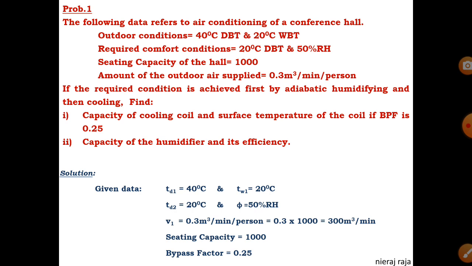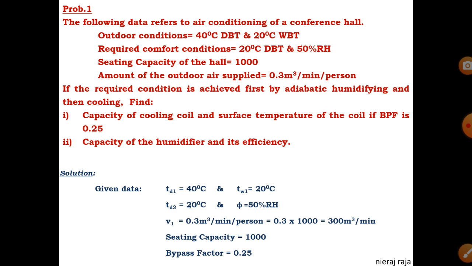Okay, now we have sorted the data. TD1, that is 40 degrees Celsius, with TW1 20 degrees Celsius. This is outdoor condition. Dry bulb temperature and wet bulb temperature is given. For indoor condition, dry bulb temperature is given as 20 degrees Celsius, whereas the relative humidity phi is mentioned as 50%. Volume, that is 0.3 meter cube per minute per person. So for total hall, the total amount of air you are supplying is 300 meter cube per minute. We just have multiplied that with 1000 because the sitting capacity is of 1000 people, and the bypass factor is 0.25. Now whenever you sort out the data in any problem of psychrometry or cooling load estimation, first of all locate these conditions on psychrometry chart.